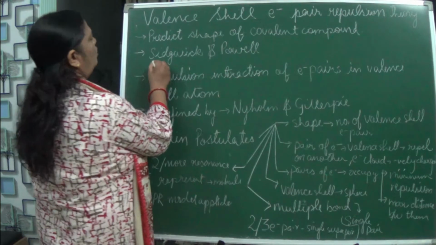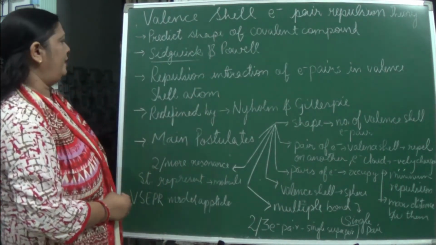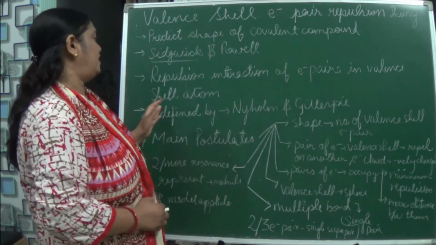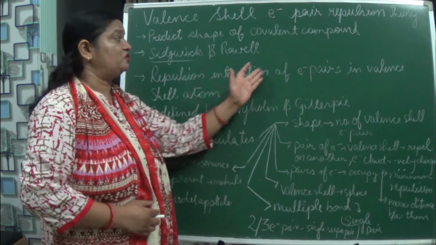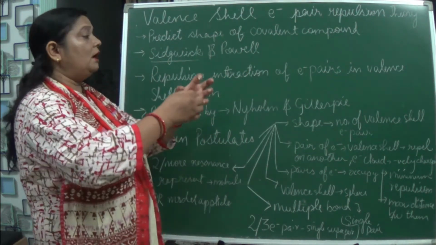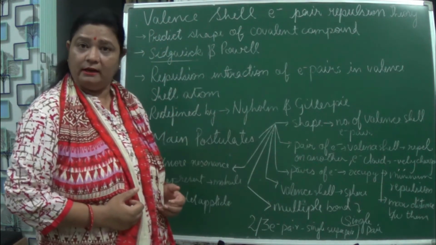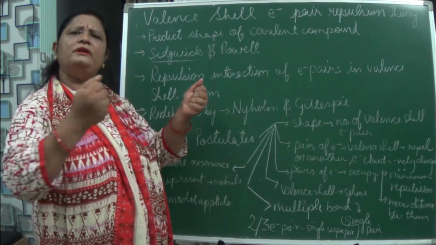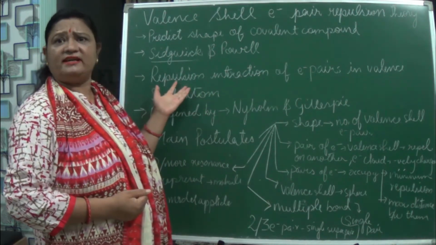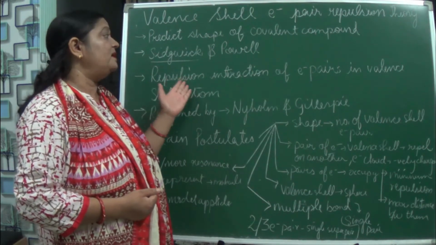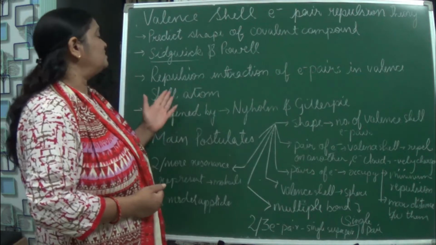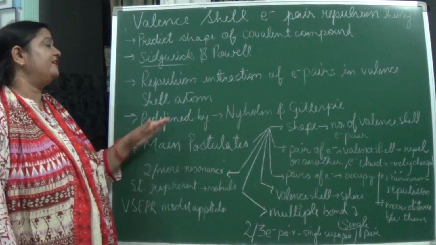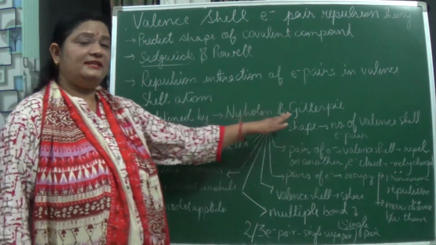This was first said by whom? Sidgwick and Powell. They said what? Repulsion interaction of the electron pairs in the valence shell of the atom. So what is this repulsion interaction of electron pairs? When the electrons are present in the valence shell, they are negatively charged, and naturally there will be repulsion, isn't it? Because like charges, negative charges, repel. This explains repulsion interaction of electron pairs in the valence shell of atoms. They will try to repel each other, isn't it? Getting? So it was redefined by Nyholm and Gillespie.